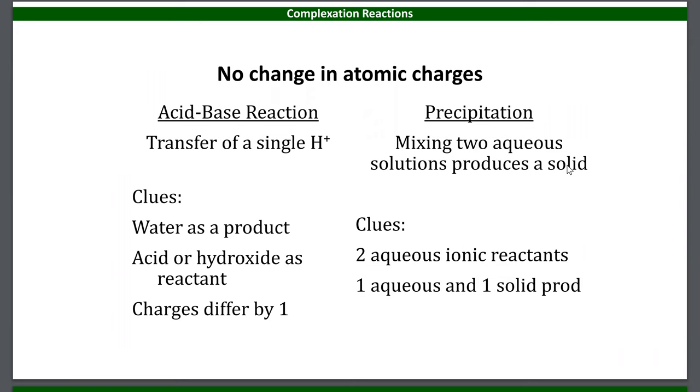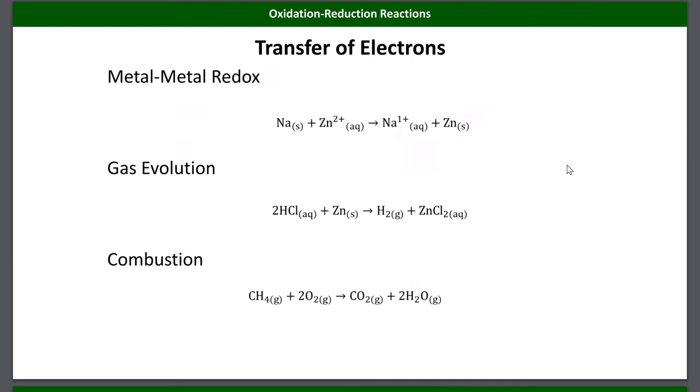So these are our two most common types of reactions. They're not the only ones, but that means almost everything else, if you can immediately tell it's not acid-base and it's not a precipitation reaction, is a redox reaction. And the easiest ones to tell are redox is when you put a metal with a metal ion and see if anything happens.